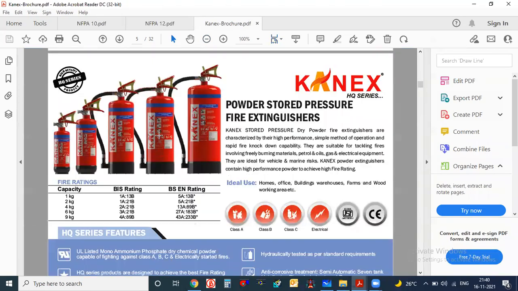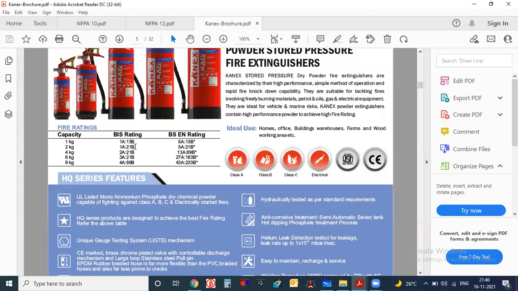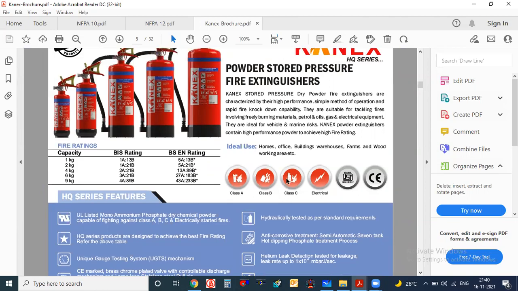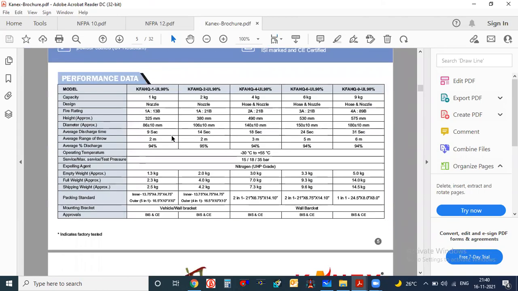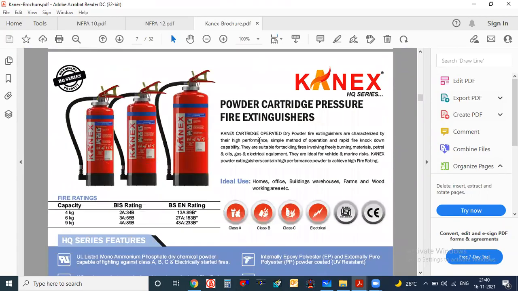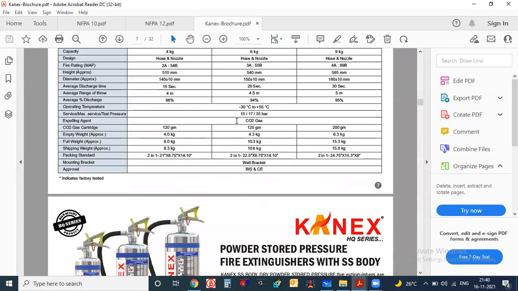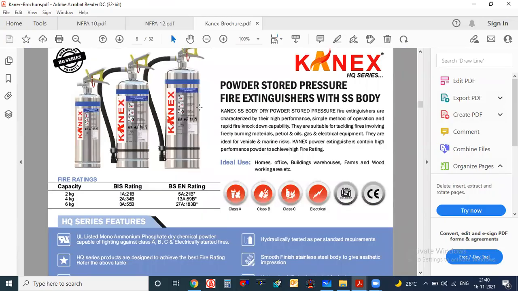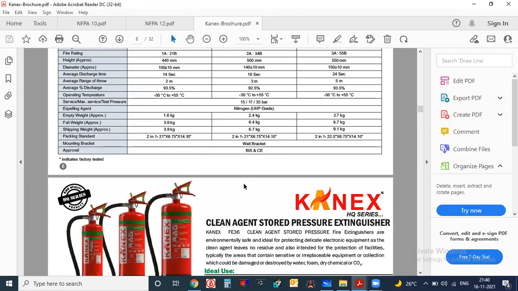Like that you will see different types of extinguishers are given here. This is the Indian rating, this is the British Standard rating. BIS is the Bureau of Indian Standards, BS is the British Standard, and EN rating. So both the ratings are given and the ideal use is given. I like this document, it is very useful. You can see different types of extinguishers, even in SS bodies.